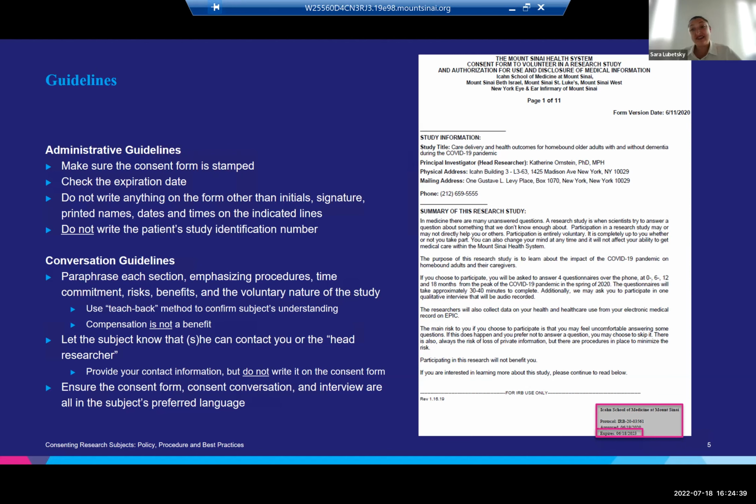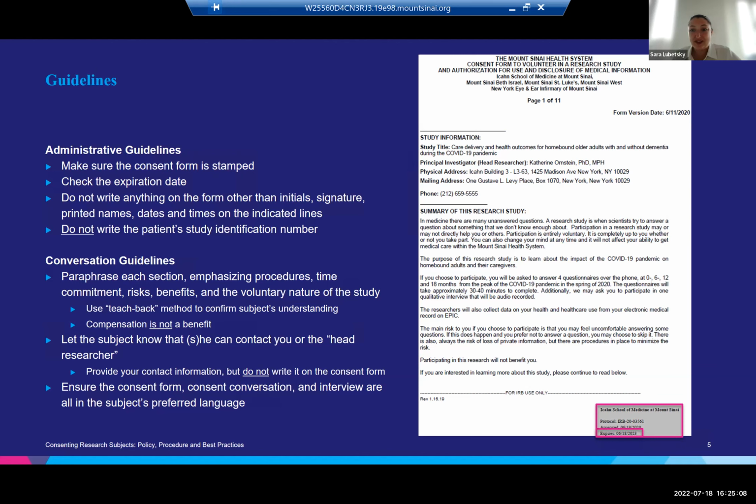Yeah, and just last but not least, we have some studies that recruit people who speak more than one language. You should always ensure that the consent form and the consent conversation and the interview are all happening in the same language, and that language is the subject's preferred language.